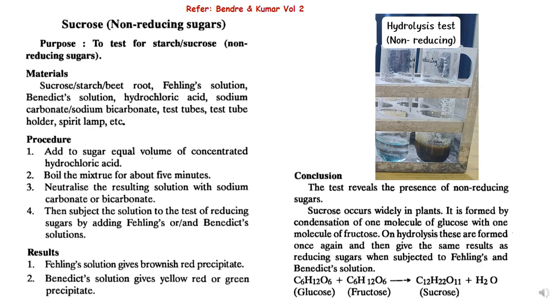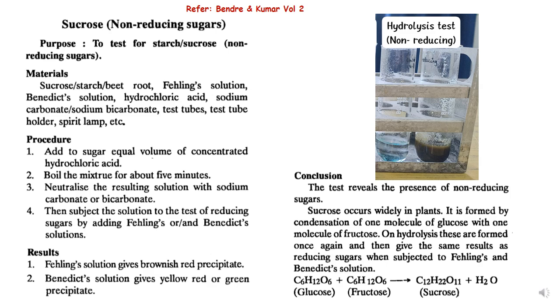Then you neutralize the resulting solution with sodium carbonate or bicarbonate, and then you subject this solution to the test for reducing sugars by adding Fehling's or Benedict's, anyone of your choice. So, what is the result? For Fehling's test it gives a red precipitate, and for Benedict's test you get a red, green, or yellow precipitate. So, what does that mean?